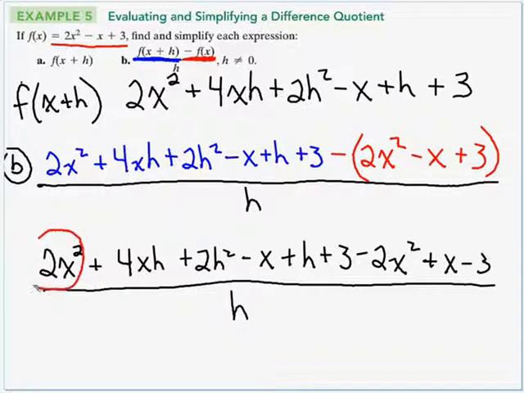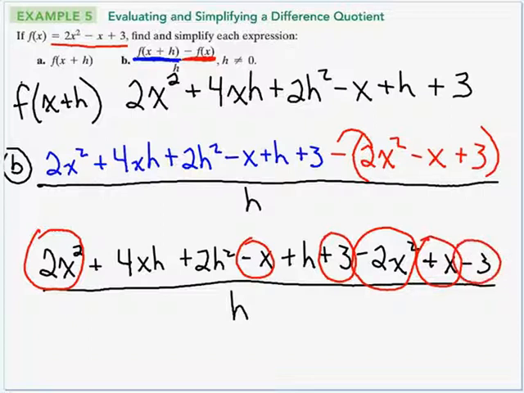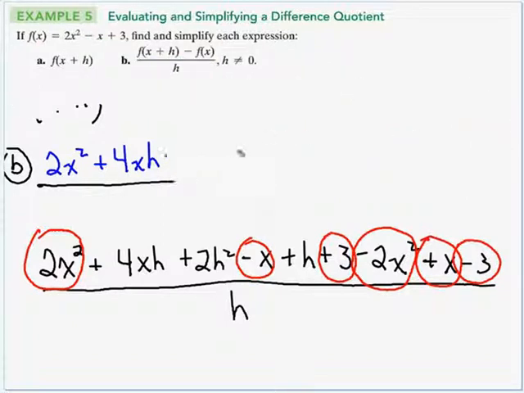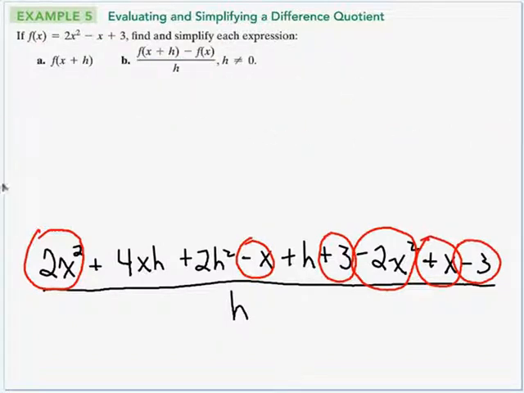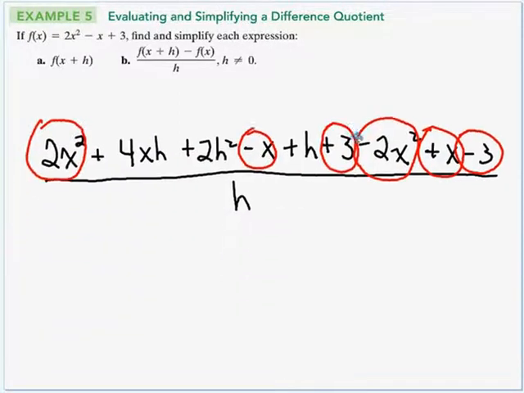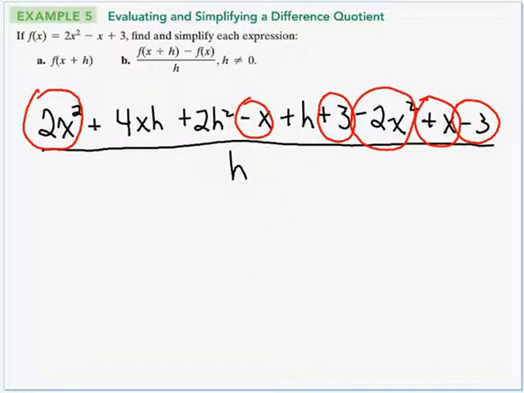Leading term, 2x squared, is going to be wiped out by this negative 2x squared from distributing the negative. We have a positive x that will also wipe out this minus x. We have a plus 3 that is going to take out this minus 3. So let's see what we're left with. Let me give myself a little more room here. I guess we don't need this anymore. Let's see what we're left with in the numerator and then compare that to our denominator. So up top, we have 4xh plus 2h squared plus h, all over h.